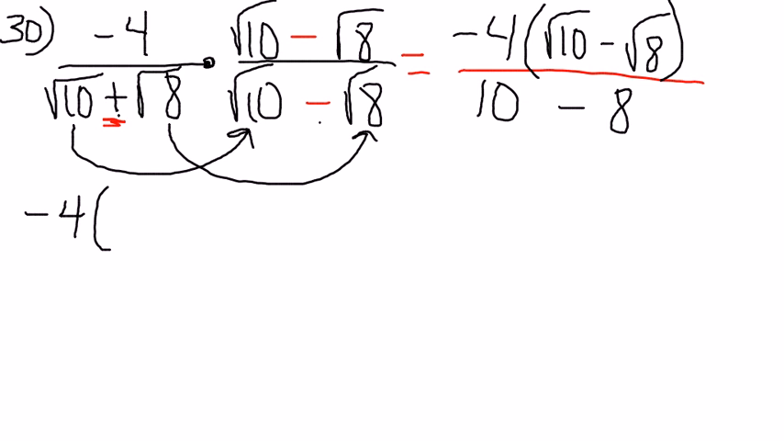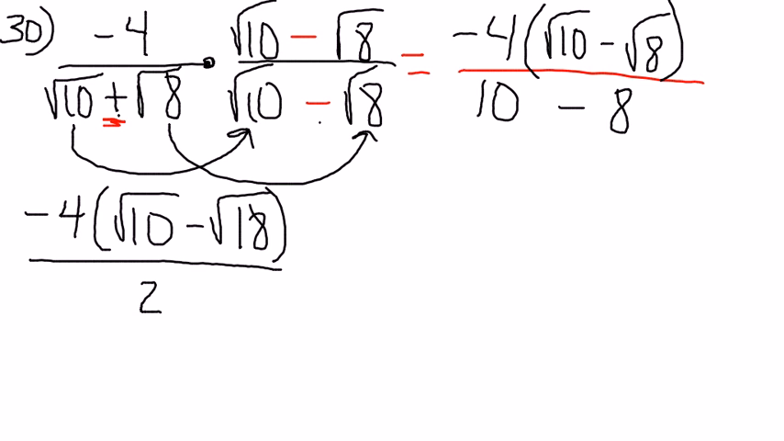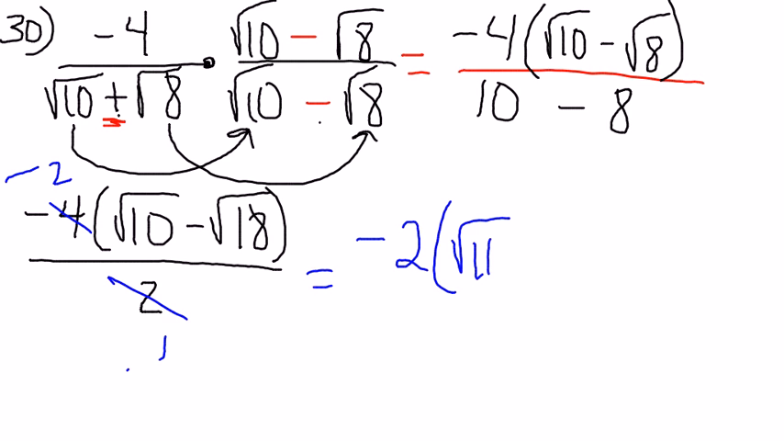Okay, let's rewrite what we have on the top. And let's subtract the bottom, which becomes 2. Now what do we notice? That yes, we can divide this 2 into the negative 4. So let's go ahead and do that. So I have negative 2 times root 10 minus root 18. Oh, why am I saying 18? Not sure about that, guys. That should be an 8. Sorry about that. It should be an 8.